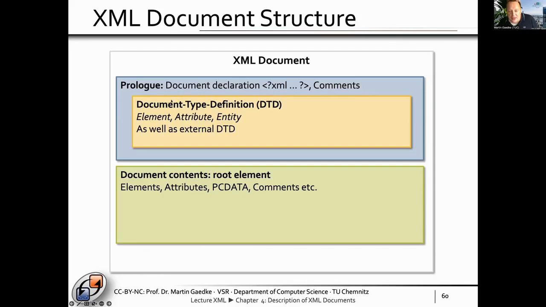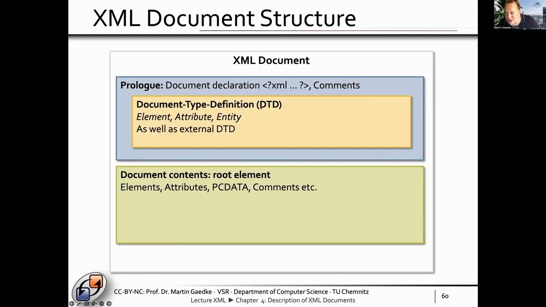After the XML declaration, the document declaration, there might be a document type definition. The document type definition is a set of specific writings that describe elements, attributes, or other entities, as well as external document type definitions. So we can also reference document type definitions that are written in other documents, so that we can reuse a document type definition, a grammar, described in another document.